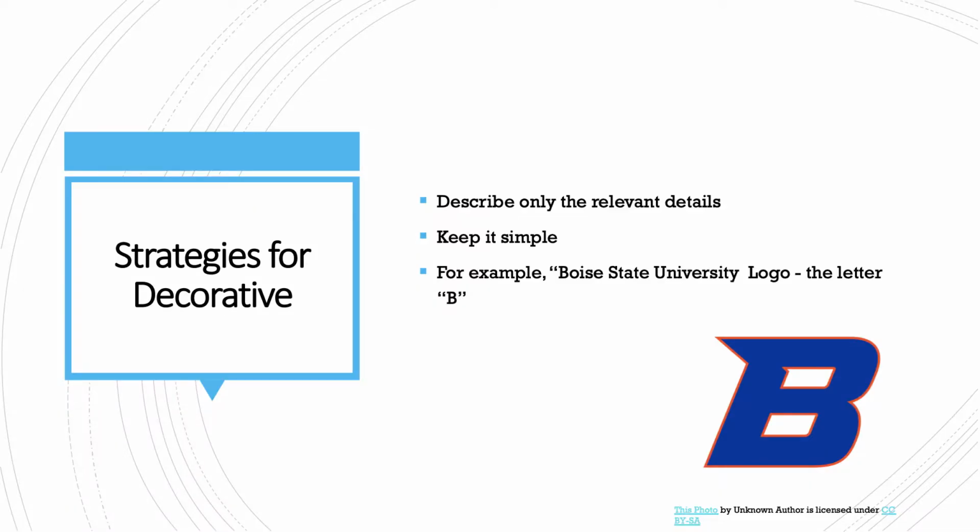So strategies for creating alt text for decorative images are to keep them simple. Think about all of the relevant details. For example, I have here the Boise State B, which is one of the logos for Boise State. And I've given you an example of the alt text that I would write for this image: the Boise State University logo, the letter B. I included the letter B because Boise State has multiple logos, and I want to be specific about what logo I'm representing here.